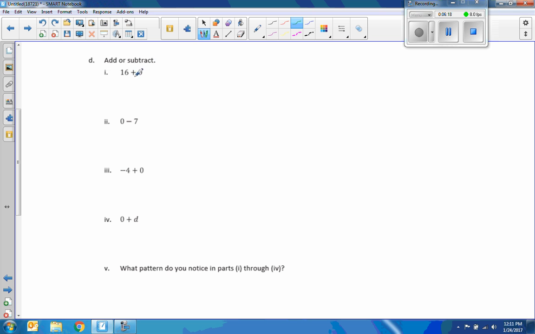Add or subtract. 16 plus 0. That's the identity. Whenever we add the identity to something, we get that something back. 16 plus 0 equals 16. 0 minus 7 equals negative 7. Negative 4 plus 0 equals negative 4. And 0 plus D equals D.